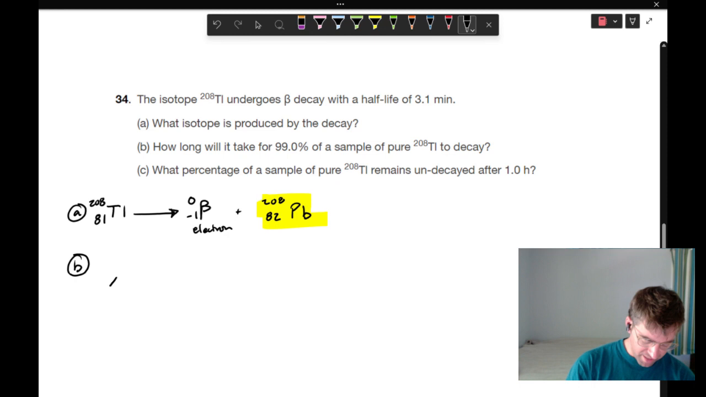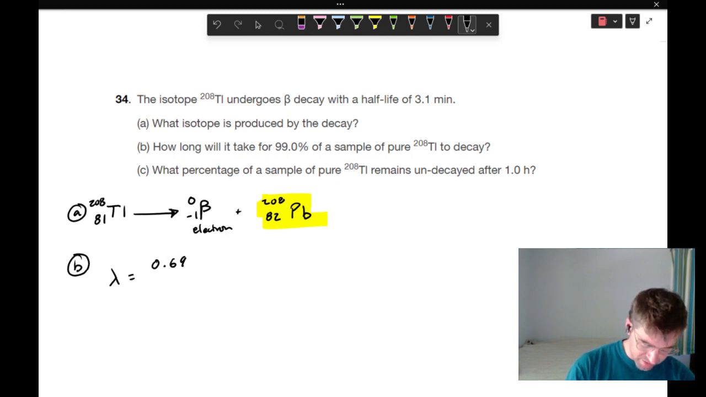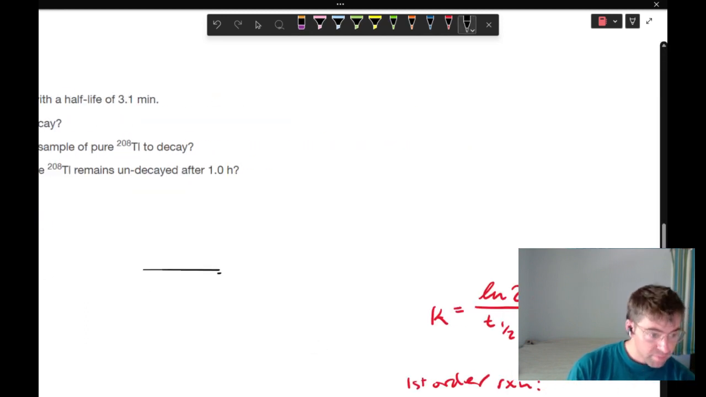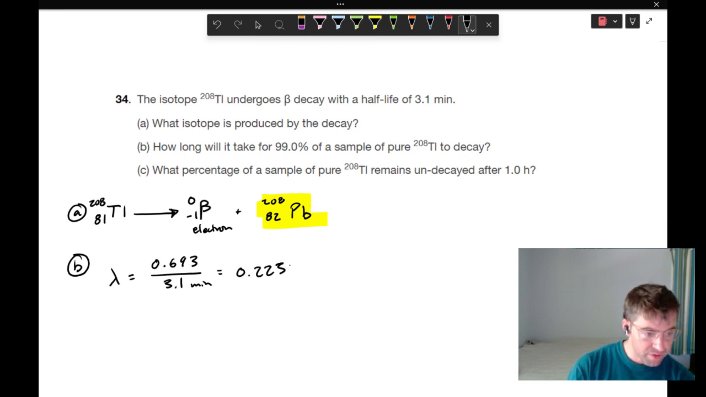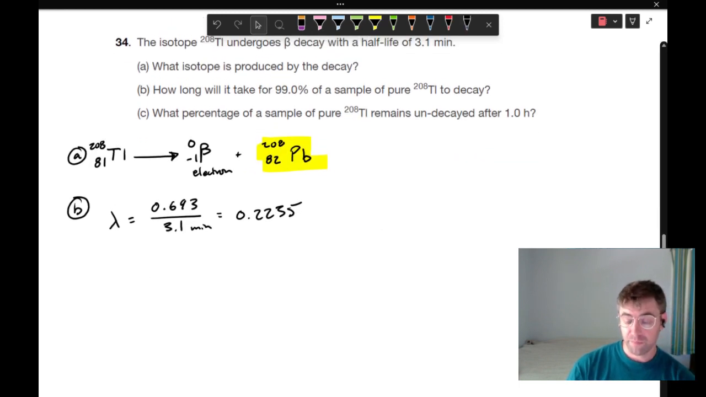So our decay constant, I'm going to write it as lambda this time instead of k, is ln of 2, 0.693, over the half-life, which is 3.1, and that was minutes. Plug and chug, that gives us 0.2235. Okay, so now we can plug that into our first order kinetics equation.